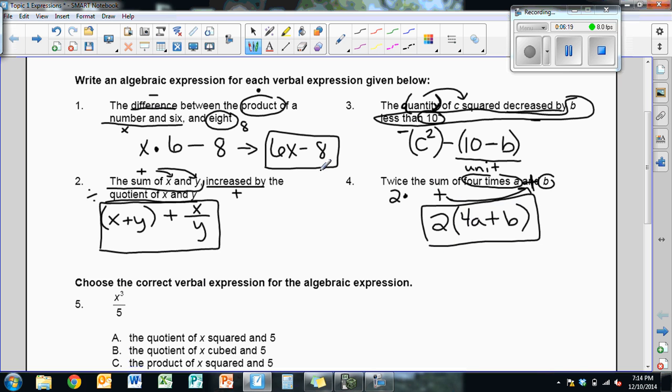Now, I know these problems are very tricky, and I went through them very quickly. But all you have to do is slow down, break down what's happening, and then the most important step is to go back and read your sentence and make sure what you wrote makes sense with that.